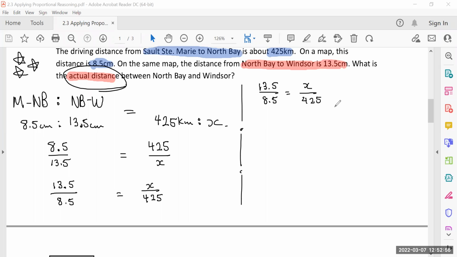By now, I'm hoping. Yeah, good. That's it. So x is all alone, right? Because this is going to equal 1. And you plug that into the calculator. I cannot do that in my head. 13.5 divided by 8.5 times 425. That is 675. And remember, this is kilometer to kilometer. And so x is 675 kilometers.